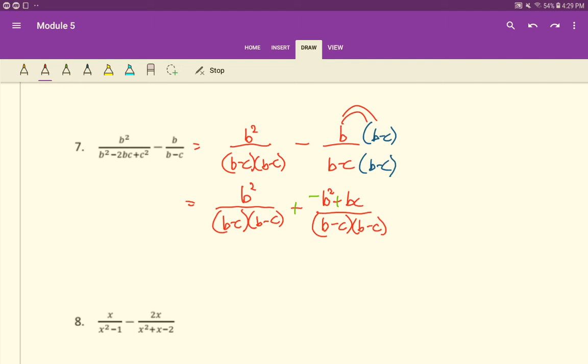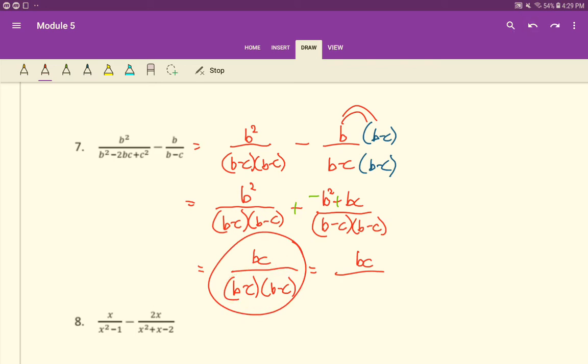Which results in b squared and the minus b squared canceling, leaving us with just a positive bc over b minus c times b minus c. You could stop here, but since we're multiplying the same two things together, you could just write that as b minus c quantity squared and say that's a final answer too.